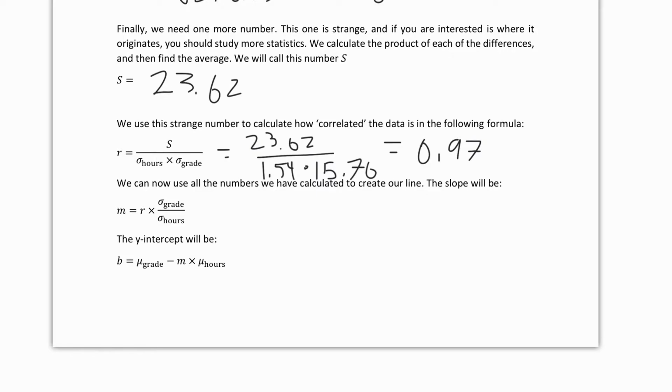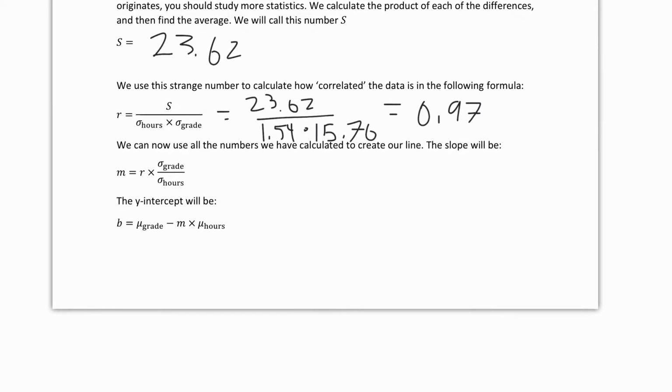You'll study this more in other courses, but this number ranges between -1 and 1, depending on whether it's a positive or negative correlation. In this case, it's very close to 1, which means there's a very close positive correlation, which is going to mean, as we look at our data, that, of course, studying more hours indicates better grades.